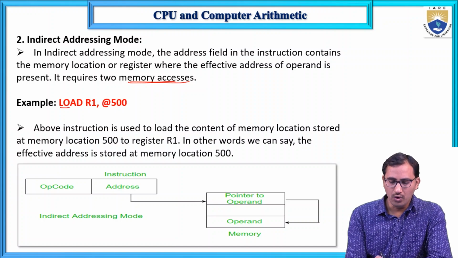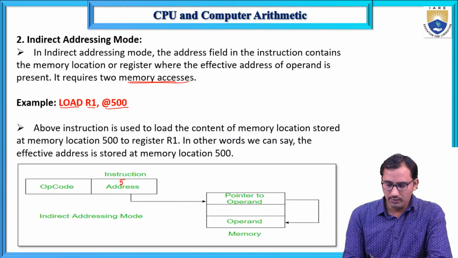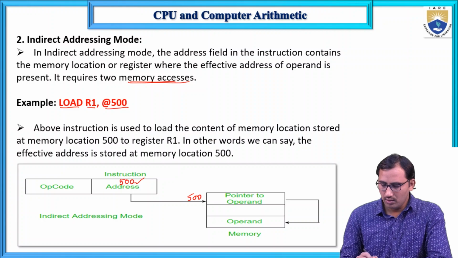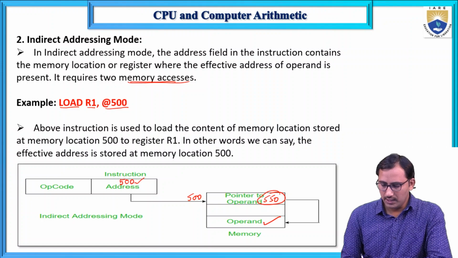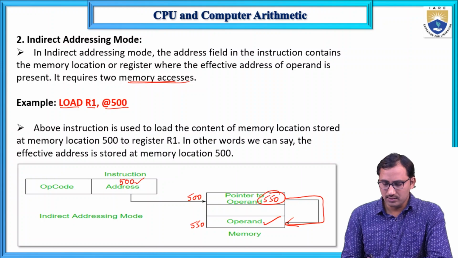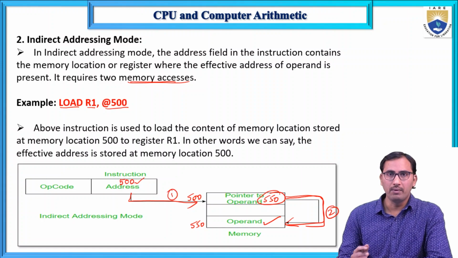The example: LOAD R1, @500. Here the address given is 500. That means 500 is not the address of the operand. This 500 location contains the address of the memory location. So it will go to the 500 location, where we have 550. So 550 is the address of the operand, and this is the operand here. It comes from here to here in order to access the operand. So it requires two memory accesses. First, this is one memory access, and this is another memory access. In total it requires two memory accesses.